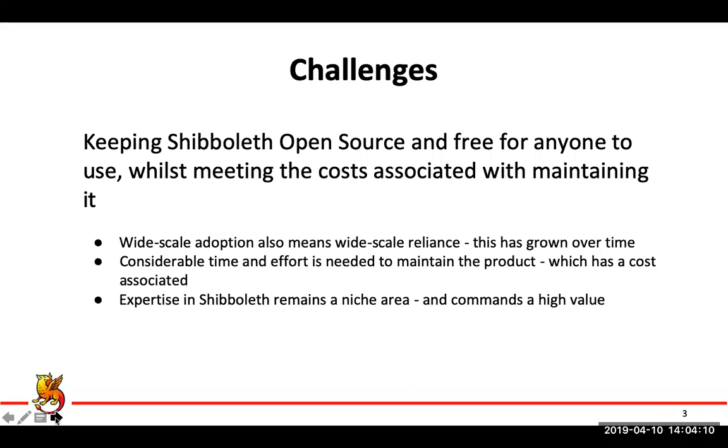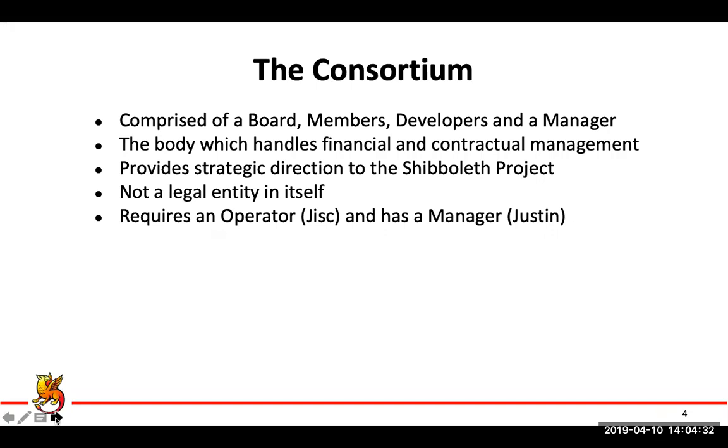Obviously, with this, it means that we have a growing amount of time and effort to maintain the product, and that has a cost associated with it. And one of the other challenges is the area of Shibboleth development, support and maintenance does remain quite niche, and that commands a fair value. So this is where the consortium came in, and the consortium was founded in 2013. It's comprised of a board, and the main bulk of the consortium is its membership.